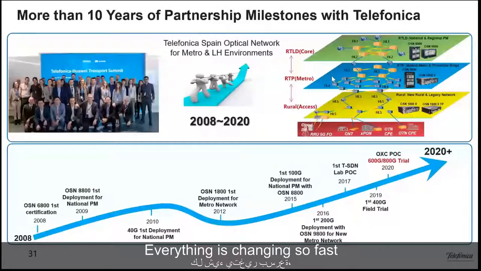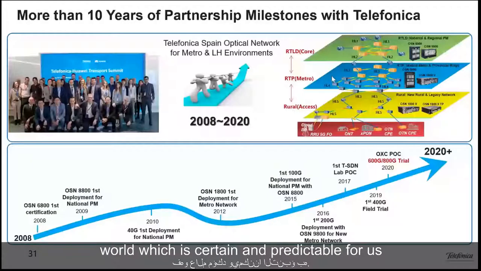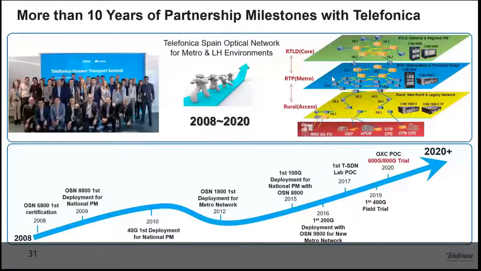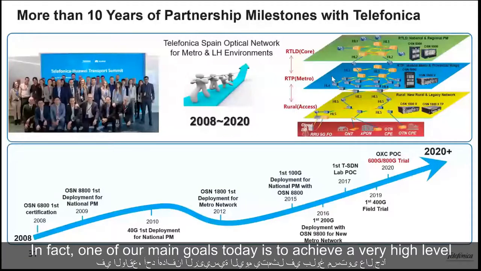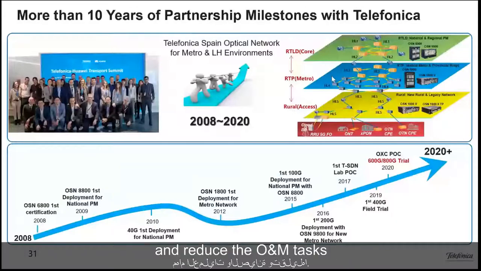Everything is changing so fast, but we are not only interested in traffic growth, which is certain and unpredictable for us. We need to look farther. In fact, one of our main goals today is to achieve a very high level of network automation in order to simplify and reduce the operation and maintenance tasks.